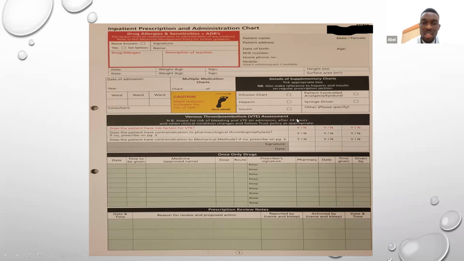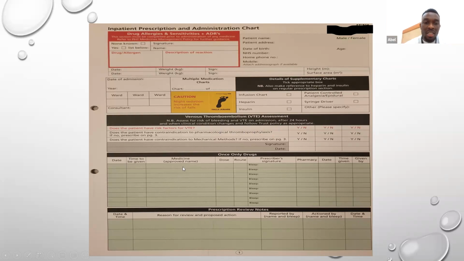And VTE prophylaxis is also important because some patients would need to be put on anticoagulation medication when they come into hospital. Others might not need to be put on because they are more prone to bleeding than normal. All right, so that's why it's important to do a VTE assessment for these patients.